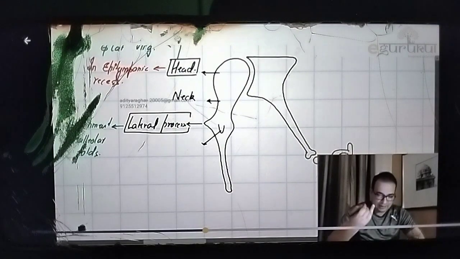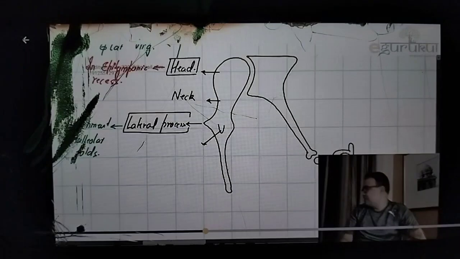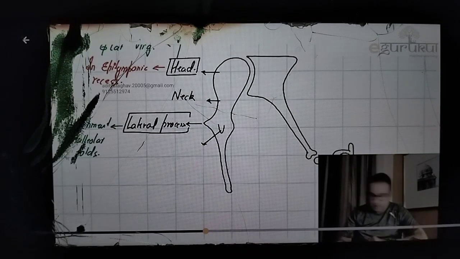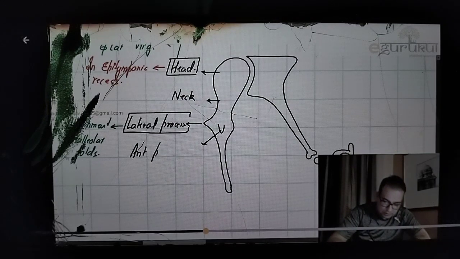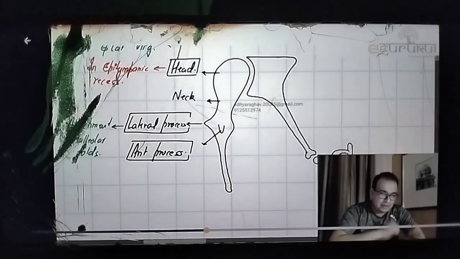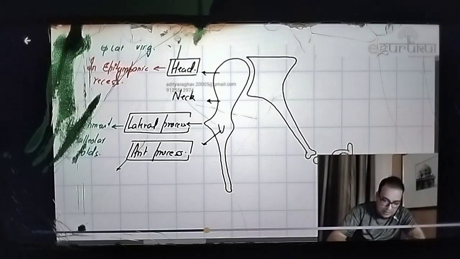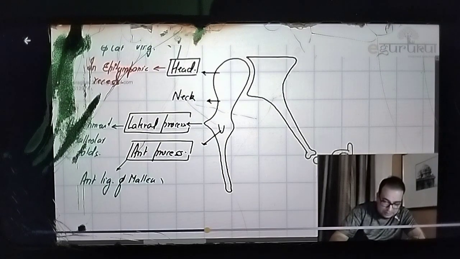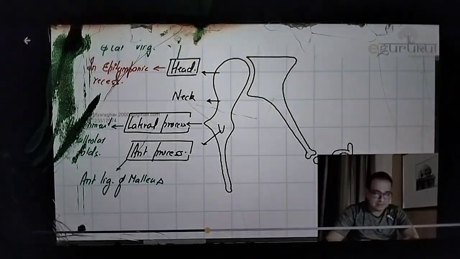What process is this one here? This process is facing anteriorly. That's a side view basically. So that process is facing anteriorly, okay? And this is called the anterior process. So there is a lateral process, and there is another process that is called the anterior process. The anterior process gives attachment to the ligament which is called the anterior ligament of the malleus. This will make sense when I show you the picture. Anterior ligament of the malleus.